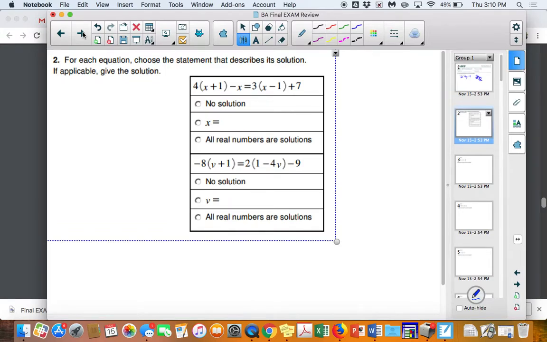Let's go to the next one. For each equation, choose the statement that describes its solution. If applicable, give the solution. So on the first one, we just basically have to solve this thing out. So I need to distribute. So I'm just going to go ahead and distribute that 4. So that's 4x plus 4 minus x equals, and then that's going to be 3x minus 3 plus 7.